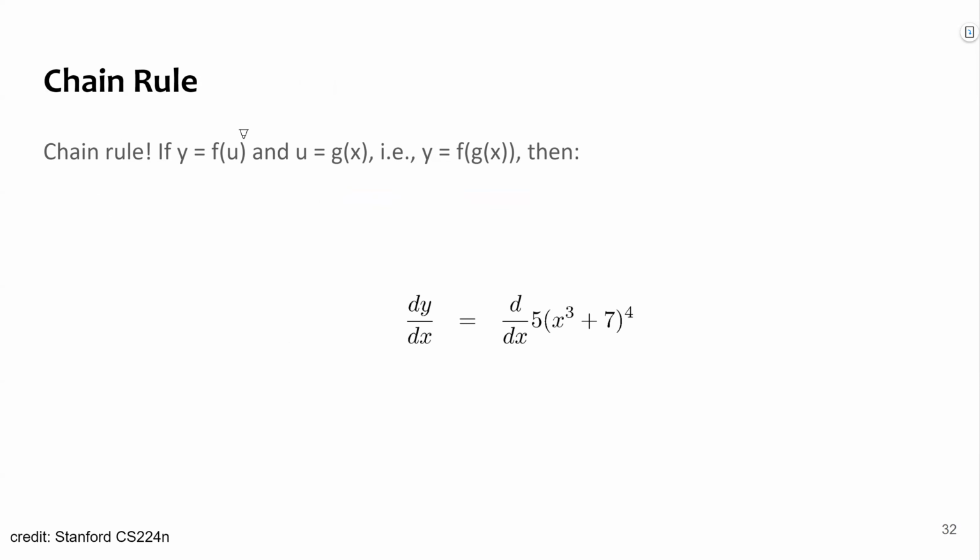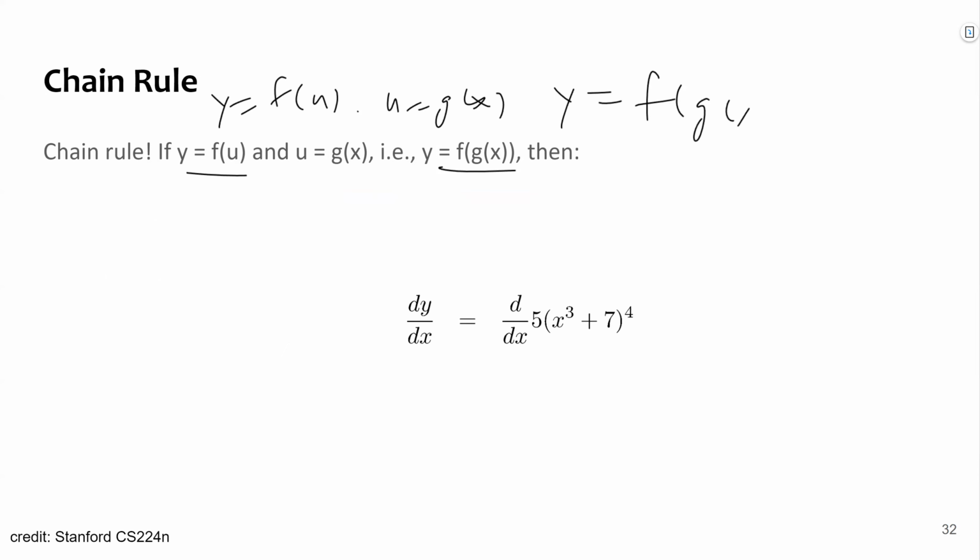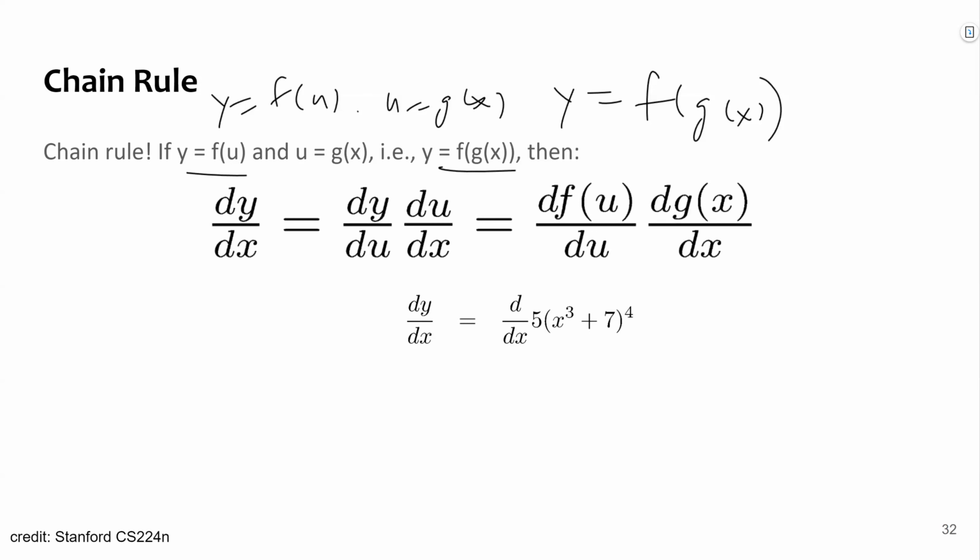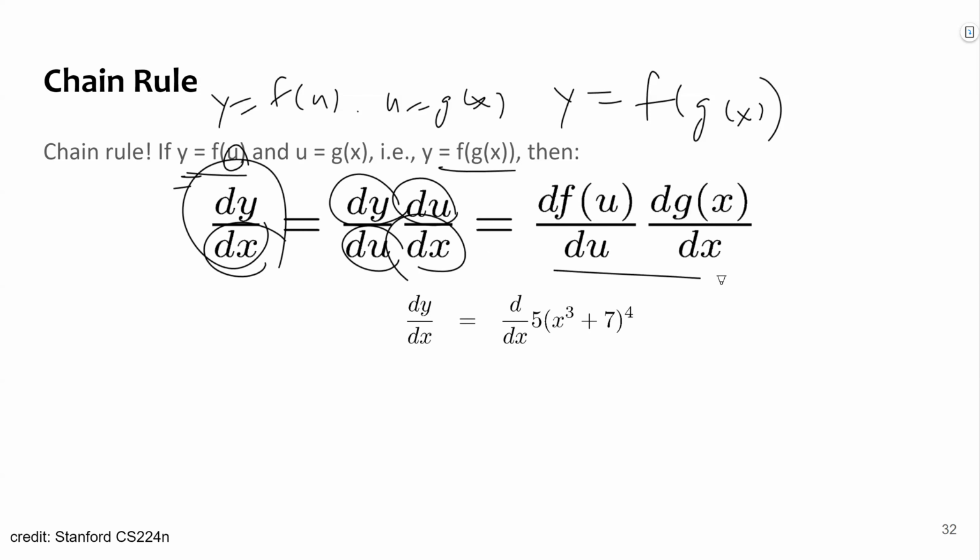And let's think about chain rule first. If y is f(u) and u is g(x), so this is equivalent to y equals f(g(x)). When you want to derive y in respect of x, you first need to derive y in respect of u, because y is represented as u. And next, you need to derive u in respect of x, like this. And this is our example.